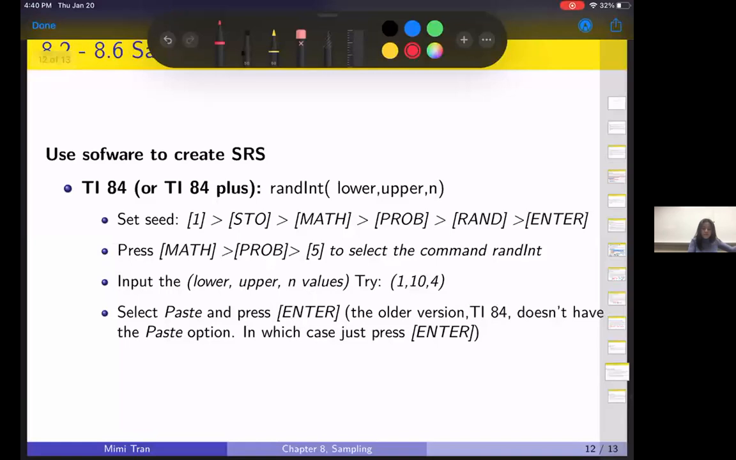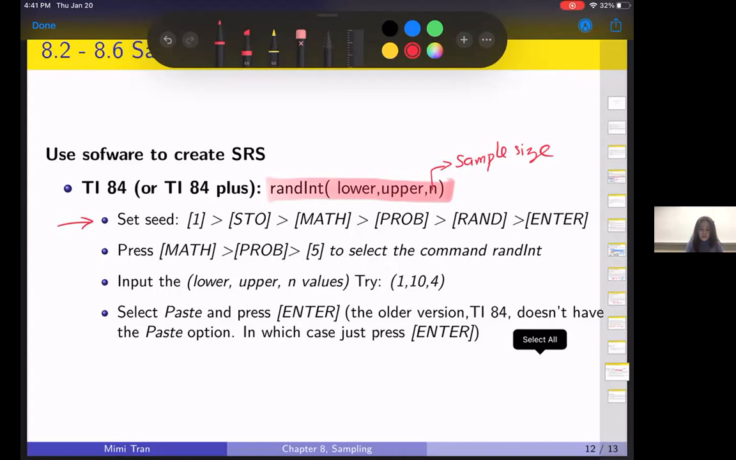Okay, so here is a step. Now the first step, let me talk first and then I'll let you guys do it. The main command is randInt: lower, upper, and then sample size. N is sample size. See how many you want. First, the reason I set seed is because I want everybody to have the same outcome. So go ahead and set seed number 1.